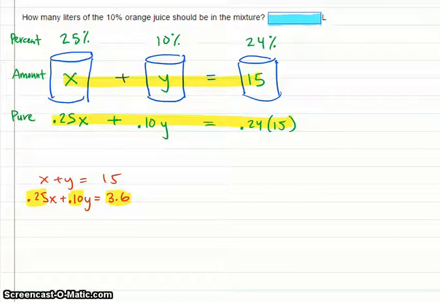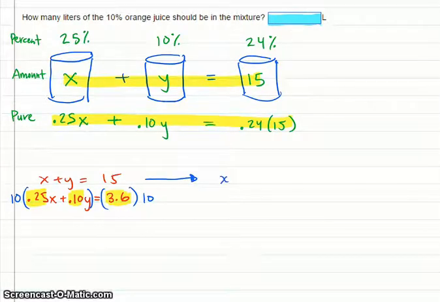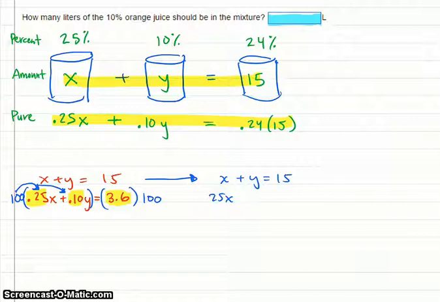So here's what I'm going to do. I'm going to multiply this equation, the left side by 10, and then the right side by 10. And here's what we get. The first equation stays the same, x plus y equals 15. And the second equation becomes, I'm going to multiply by 100, not 10. So I'm going to distribute this 100. So I get 25x plus 10y is equal to 360.